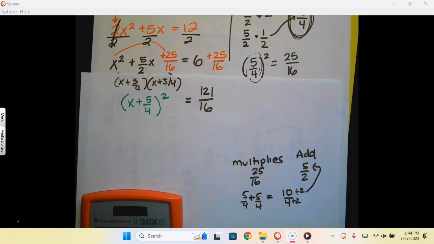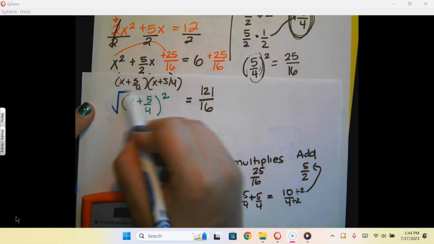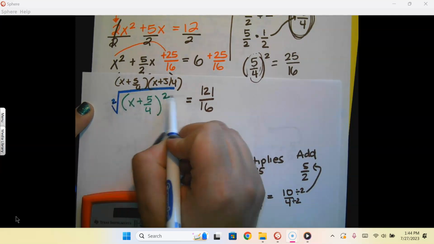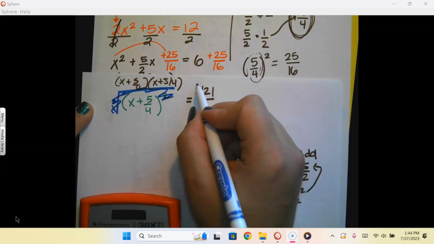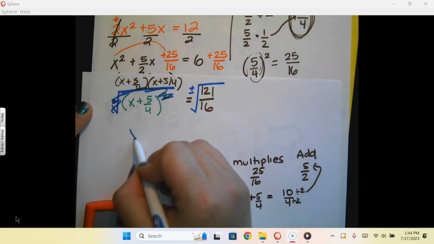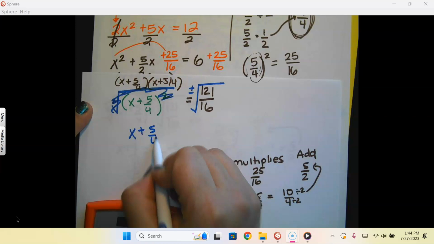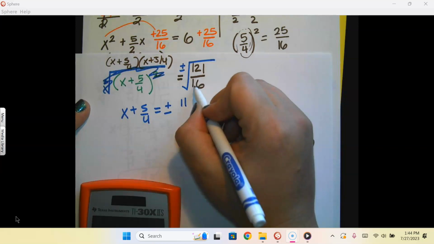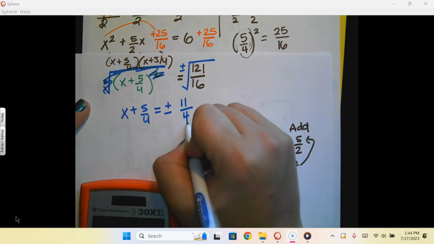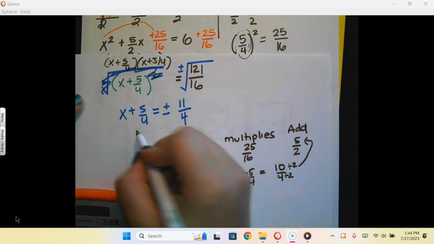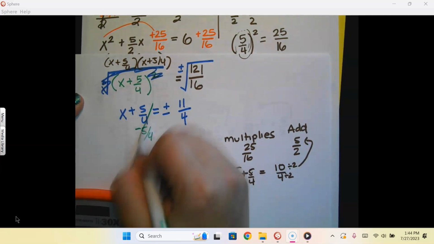So now we can square root both sides. And since this index is a 2, 2 divides 2 one time, so this will go away. And whatever we do to this side, we have to do over here, so we need that plus or minus. So we have x plus 5/4 equals plus or minus the square root of 121, which is 11, over the square root of 16, which is 4. Now to get rid of this 5/4, we're going to go ahead and subtract 5/4 on both sides.